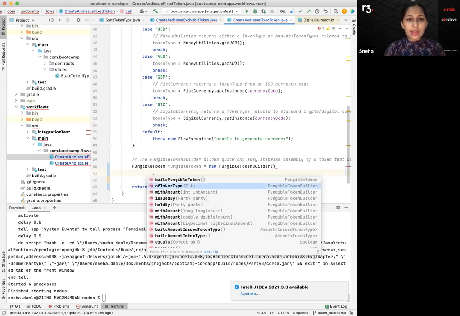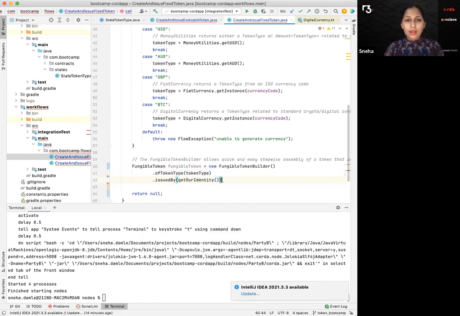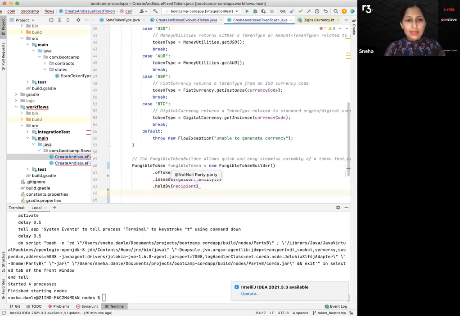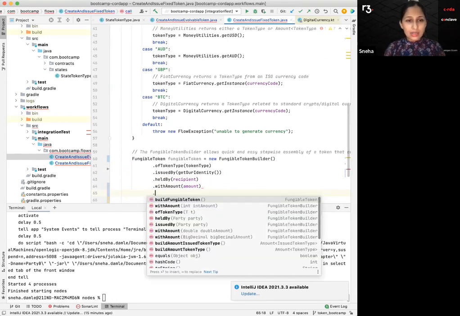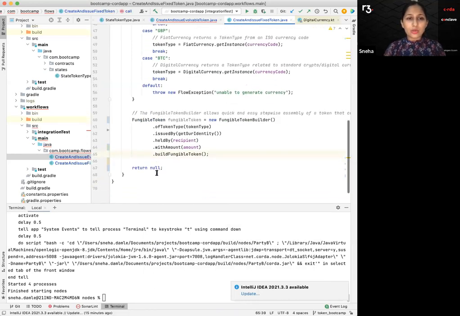So let's specify that I want to create this fungible token based off this particular token type, and this is going to be my issuer, which is going to be me, and this is going to be my current holder, which is going to be the recipient, which I'm going to pass when I run this flow. And then finally, we also tell it the amount, that this many fungible tokens need to be issued. And then finally, I say build the fungible token. So now we have the fungible token instance.